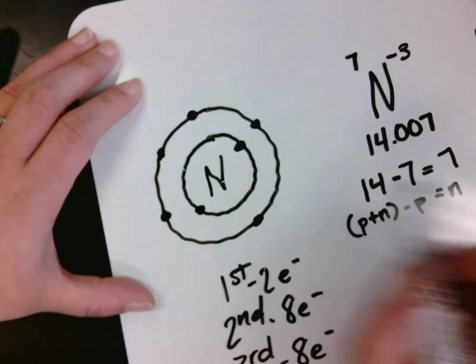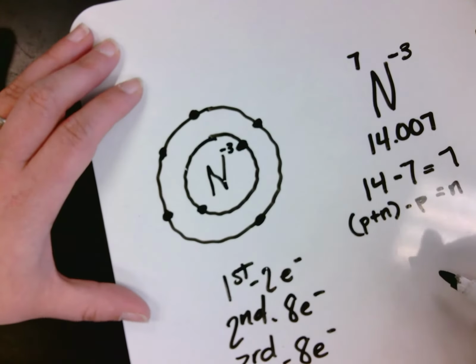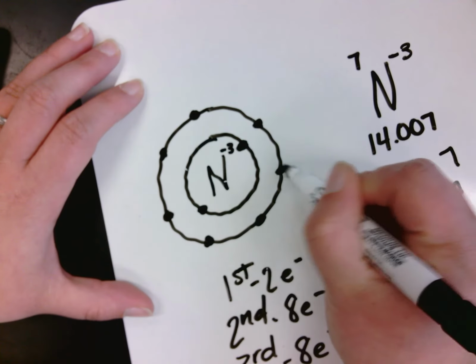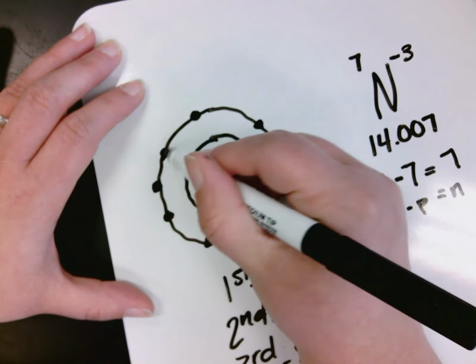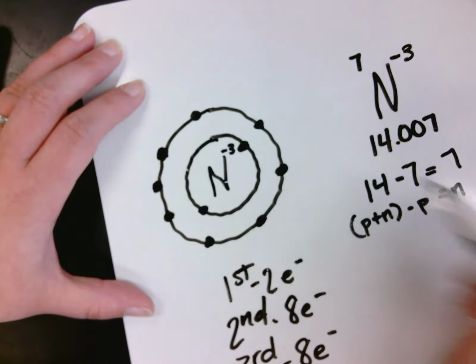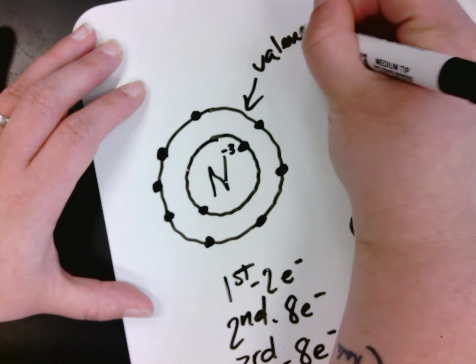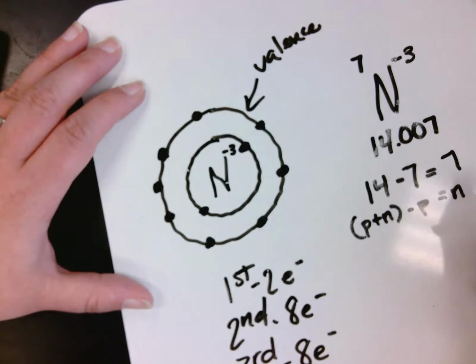So what does that look like for my Bohr model? Well, if I'm doing a Bohr model of this ion, I have to gain 3 electrons. I'm going to put 3 more electrons on my Bohr model until I have full valence. So valence shell, if you remember, is the outermost shell. And so when I become an ion, I fill that up. Okay.